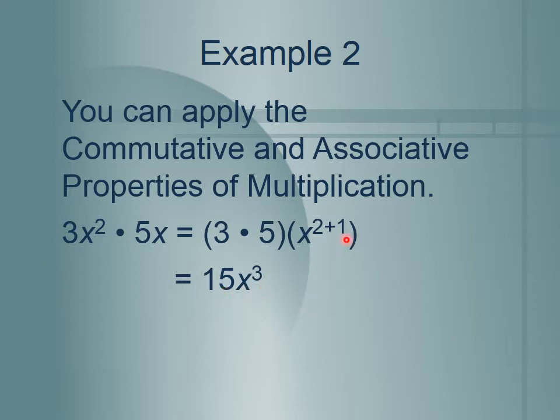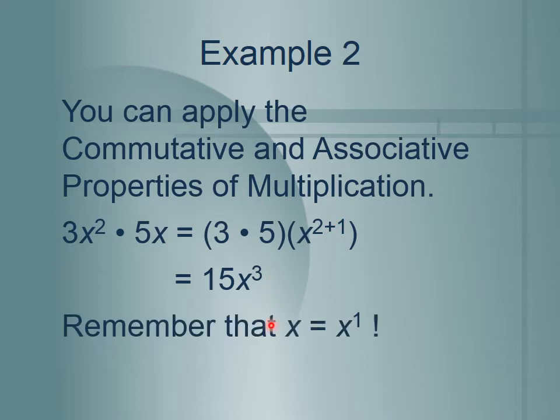You might be wondering, where did this 1 come from? The 2 plus 1, where did that plus 1 come from? Well, you have to remember that x is the same as x to the first power. There's an invisible 1 right there. So this 5 to the x is really 5 to the x to the 1 power. So we've got 2 plus 1.